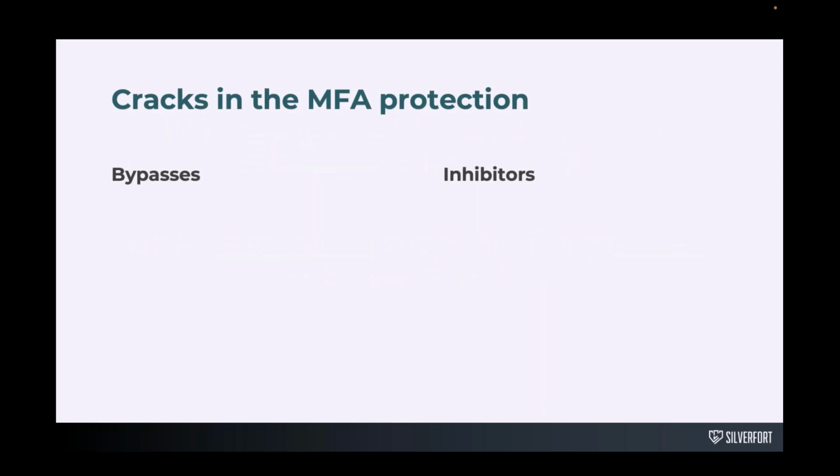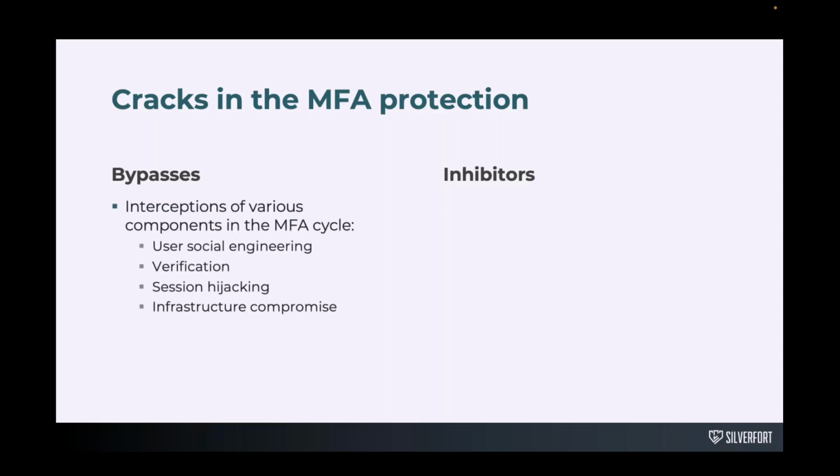Okay. So let's talk about the cracks in the MFA protection, and I like to divide them into two different categories. This is my own classification. It's only an option. I would actually really like to hear feedback on this in a minute, but I divide them into bypasses and inhibitors. Bypasses means there is an MFA in place. Despite MFA being in place and active, I, as an attacker, found a way to evade the MFA protection. The bypass usually entails interception of some component in the MFA cycle. It could be targeting the user with social engineering, phishing, prompt bombing, etc. It could also be targeting the verification process.